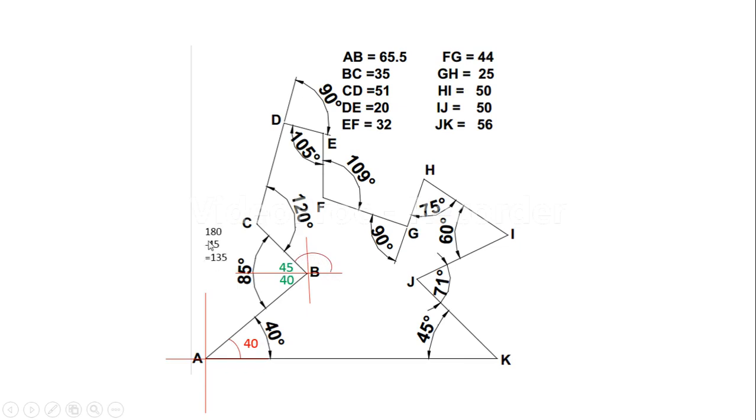So 180 minus 45 will be how much? 135. So the angle made by line BC will be how much? 135. Now the point B is also finished. So let's move to the point C.